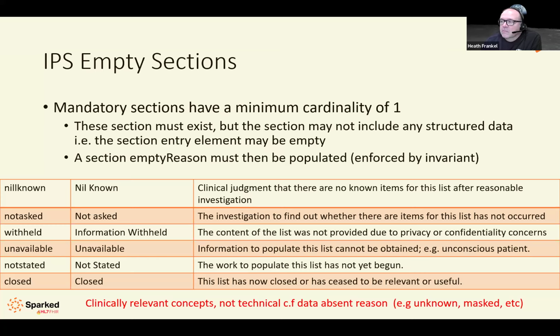So nil known is defined as a clinical judgment that there are none known. Oh, whoops, not that one. Yeah, I was thinking unavailable. Unavailable is the one that I think is potentially misused, because I still think that these are intended to be clinically relevant, because someone is making an assertion.